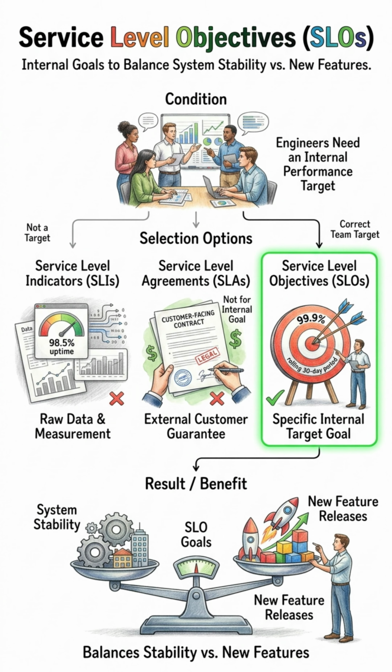A service level agreement, or SLA, is the legal and financial contract you make with your customers regarding system reliability. If you fail to meet the strict uptime percentage defined in the SLA, your business typically has to pay financial penalties or provide billing credits to the end customer. You must remember that an internal SLO should always be stricter than your external SLA to provide a safety buffer before your company starts losing money.